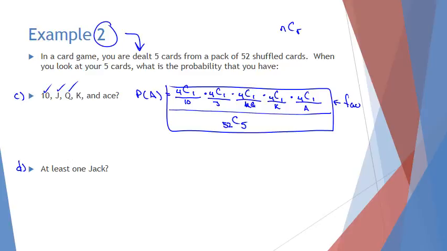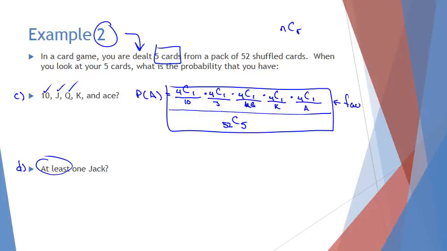D. D says at least one jack. Okay, so at least one jack. Whenever you see at least, that's going to tell us it's cases because there's more than one way to accomplish this condition. You can have 1 jack, you could have 2 jacks, 3 jacks, and 4 jacks. I guess you could have 5 jacks, you might be thinking, because you have 5 cards, but there's only 4 jacks in a deck, so you cannot have 5 jacks. You can only have 4.